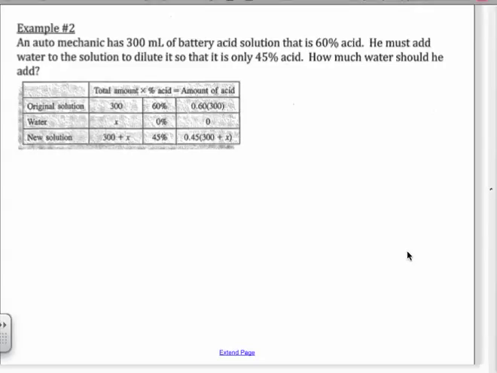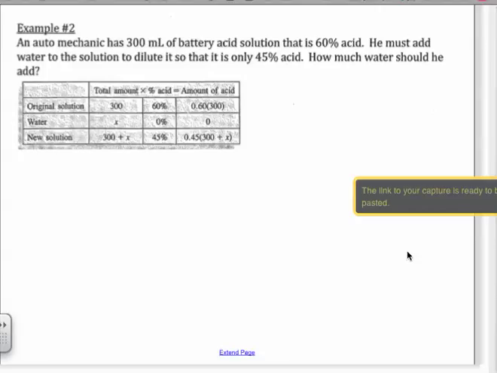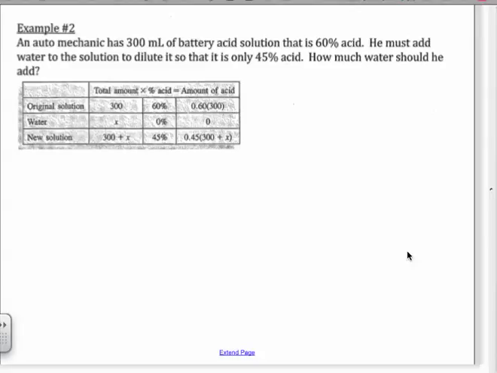Okay, guys, example number 2 here says an auto mechanic has 300 milliliters of battery acid. He has 300 milliliters of it in a jar or a container. And it's a battery acid solution that's 60% acid, so it's not 100% acid. He must add water to the solution to dilute it so that it is only 45% acid. So he doesn't want a 60% solution. He wants a 45% solution. How much water should he add?